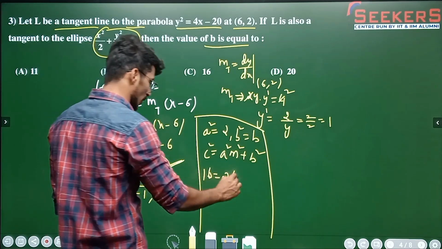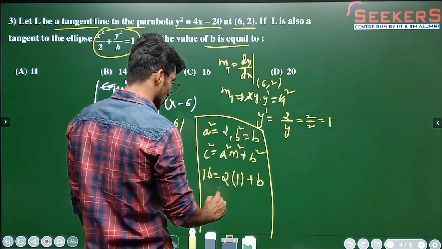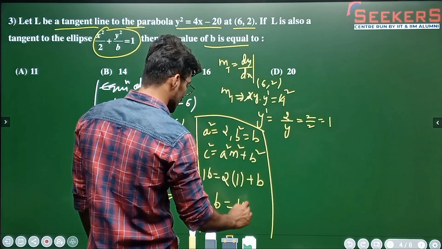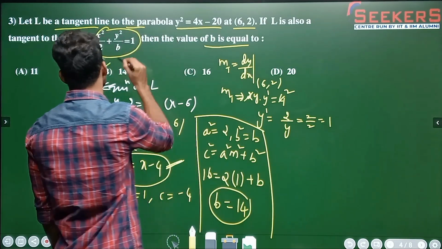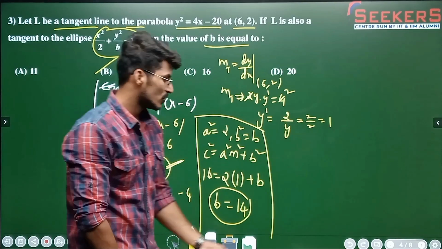Alright. M value how much? 1. Alright. B square is b. So now b value is going to be what? 16 minus 2, which is 14. 14 is supposed to be the answer. Option B is the right answer. Alright. So we'll go forward.